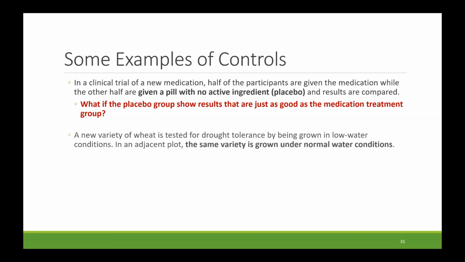Here is another example. So let's say a new variety of wheat is tested for drought tolerance by being grown under low water conditions.